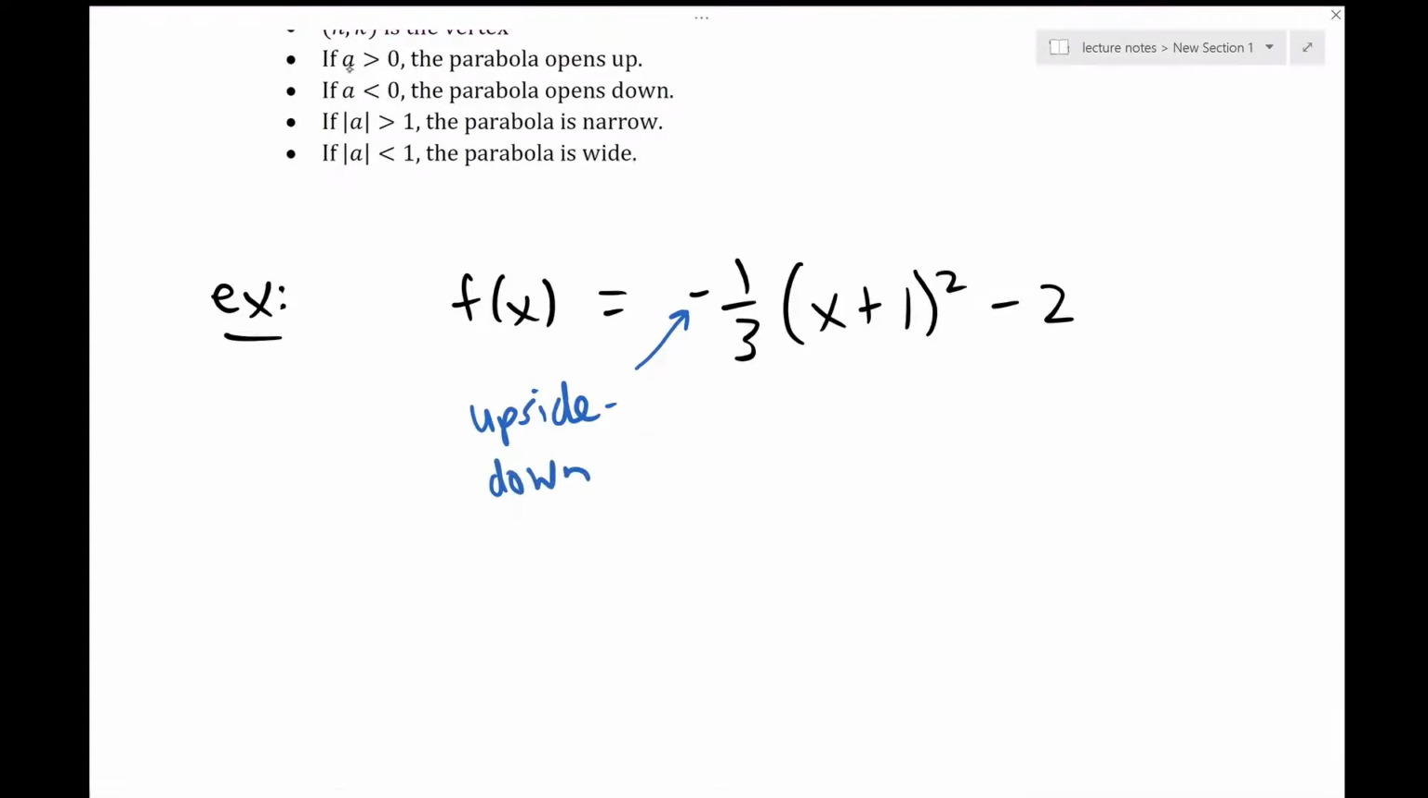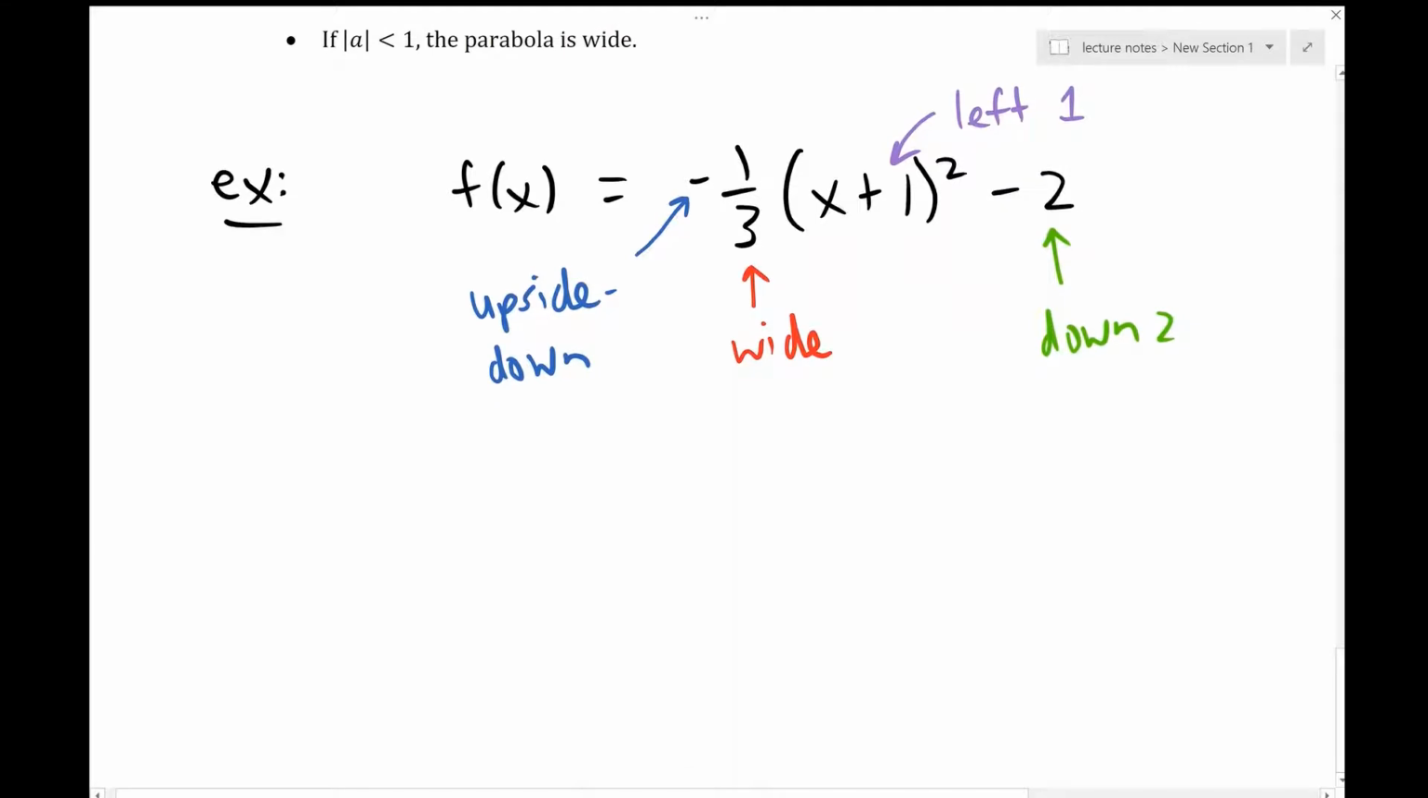But now the number that we see in front there is 1/3, which is less than 1, so we'll see a wide parabola in this case. Then the plus 1 on the inside, that shifts it to the left 1 unit. And of course the minus 2 on the outside here means that we will shift it down 2. And so again, let's put all this together in order to sketch our graph.